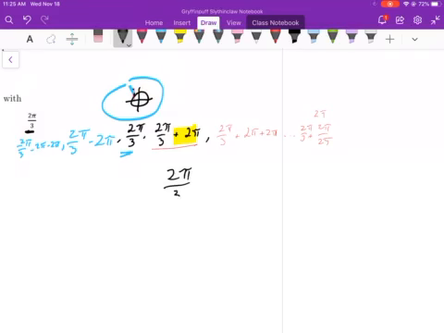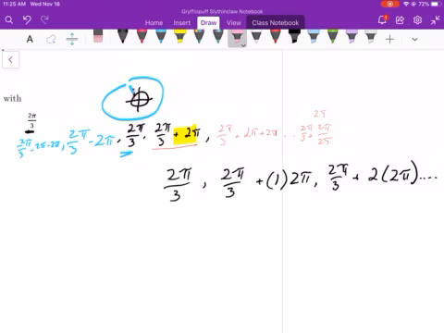Start off with 2 pi over 3. And then my next coterminal angle is 2 pi over 3 plus 1 times 2 pi, 1 full revolution. And then I can say it's 2 pi over 3 plus 2 times 2 pi, another full revolution, dot, dot, dot. Now, as long as I go integral amounts of full revolutions, I should be okay. And by the way, if you want, you could write this plus 0 times 2 pi. We can also go in the negative direction, and that's 2 pi over 3 plus -1 times 2 pi.